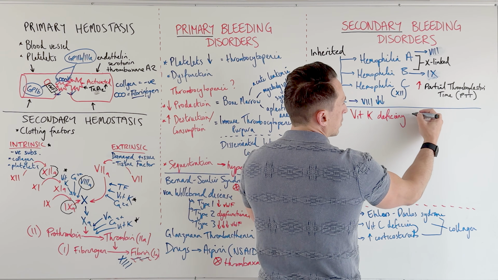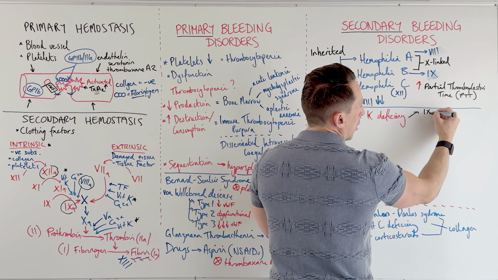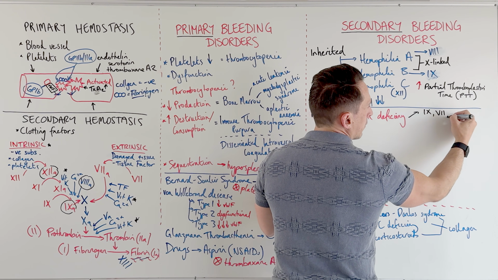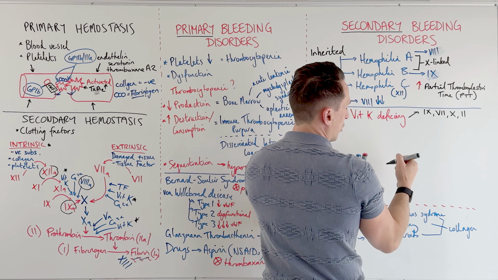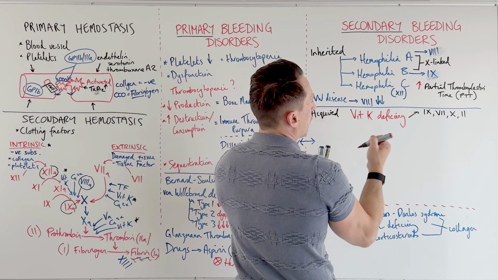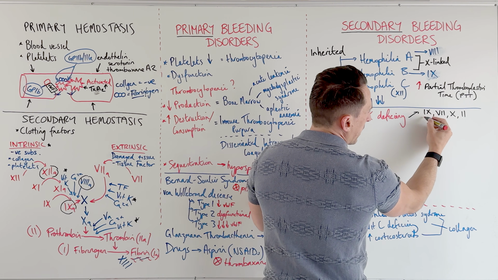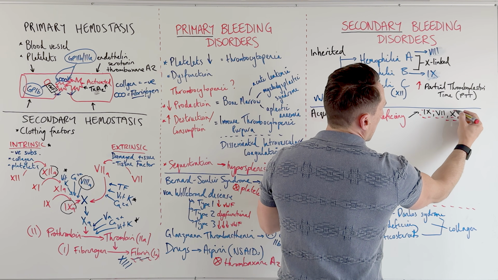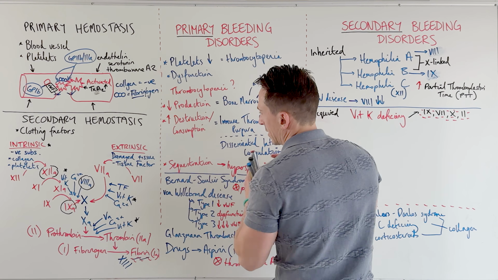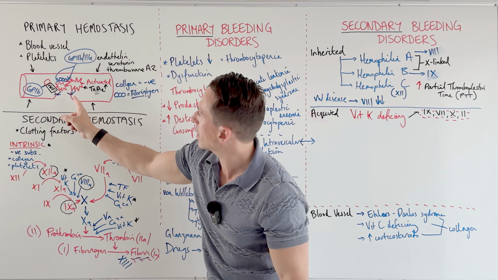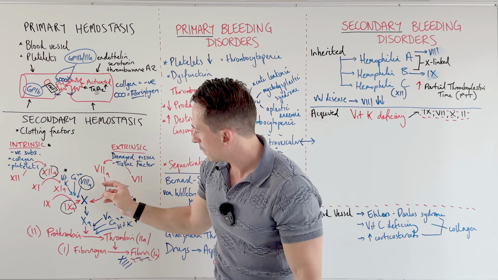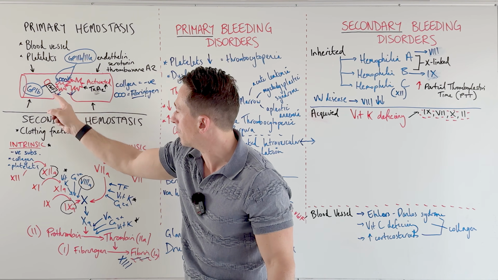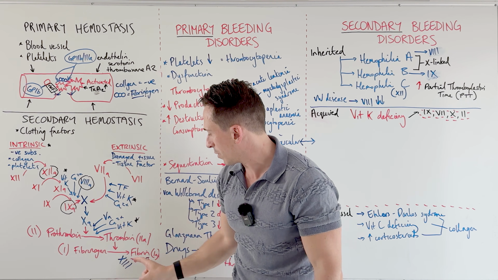Vitamin K is important for 9, 7, 10, and 2. Those factors. What does it do? Vitamin K carboxylates. It makes them really negative, right? Now, if those factors are really negative, we want to bring them into this site because ultimately, if those factors can come into this site of damage, we can ultimately turn fibrinogen into fibrin.